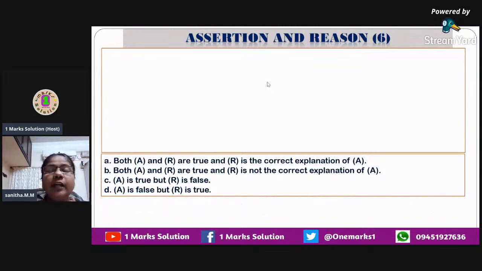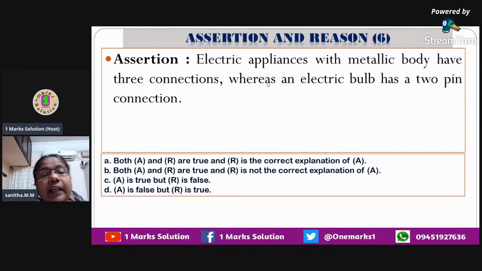Next we can go for the next assertion and reason. Sixth one: Electric appliances with a metallic body have 3 connections, whereas an electric bulb has a 2-pin connection. Is it correct, isn't it? Electrical appliances like an iron box, fridge, heater have 3 connections. 2 connections are for one positive and one negative, that means we get the current, isn't it? And the third one is for earthing. But in an electric bulb only 2 are enough, right? More voltage is used for electric appliances. So the assertion is absolutely correct.